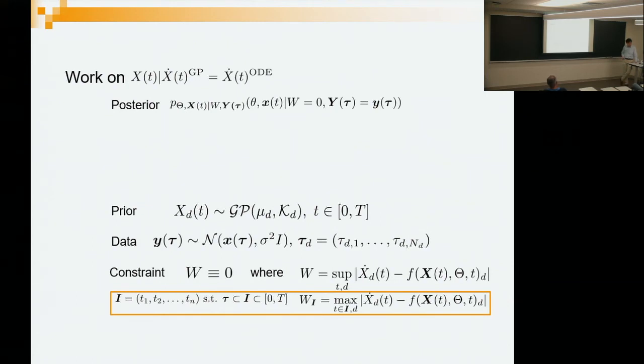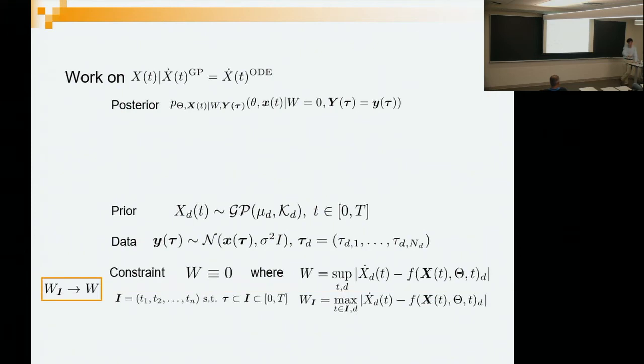So what is the role of the parameters in here? Theta is all the parameters, right? Theta is the parameters. Okay, so when we take Wi, Wi is this norm. The x dot is the derivative of x, which itself is a random variable coming from the Gaussian process. Under the Gaussian process prior, it is a random process.